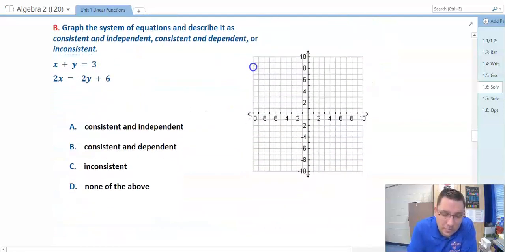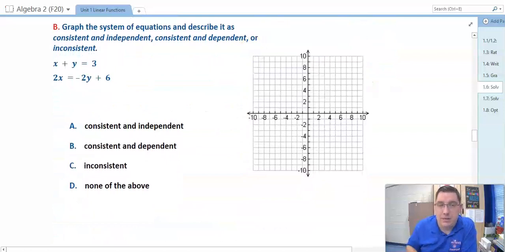And so one last example we're going to look at, and I'll ask you to do that one on your own first. And so here is B. x plus y is equal to 3, and 2x is equal to 2y plus 6. So I want you to pause the video, graph this up. I'm going to graph it while it's paused as well, and then you can see how this works out.